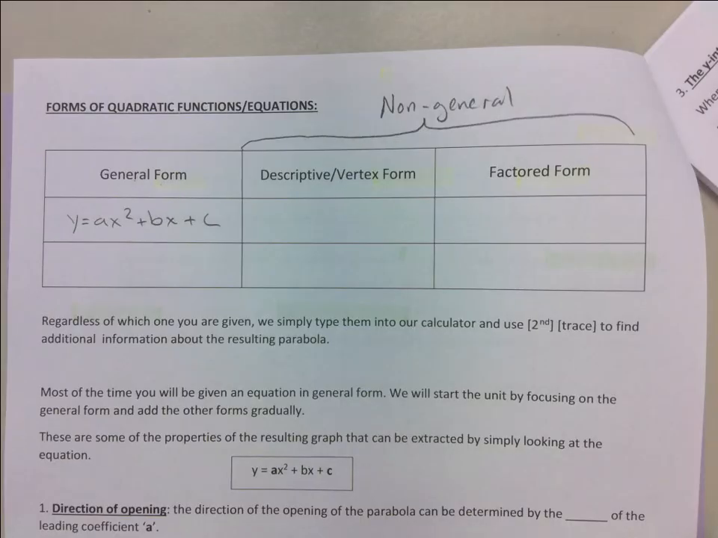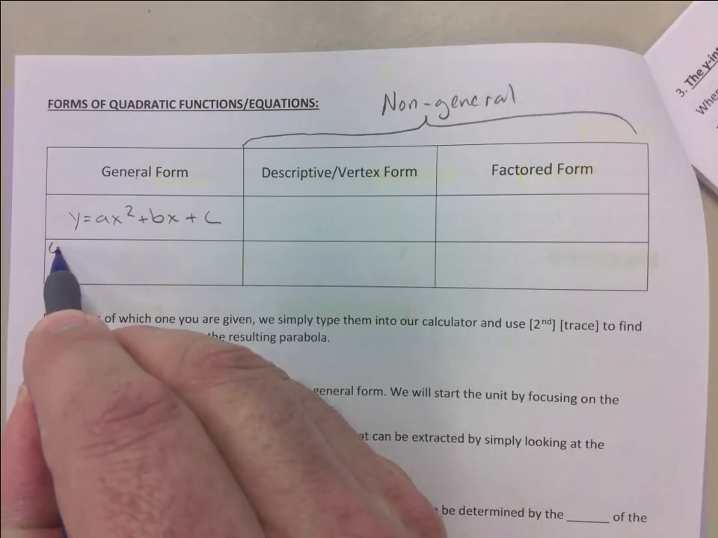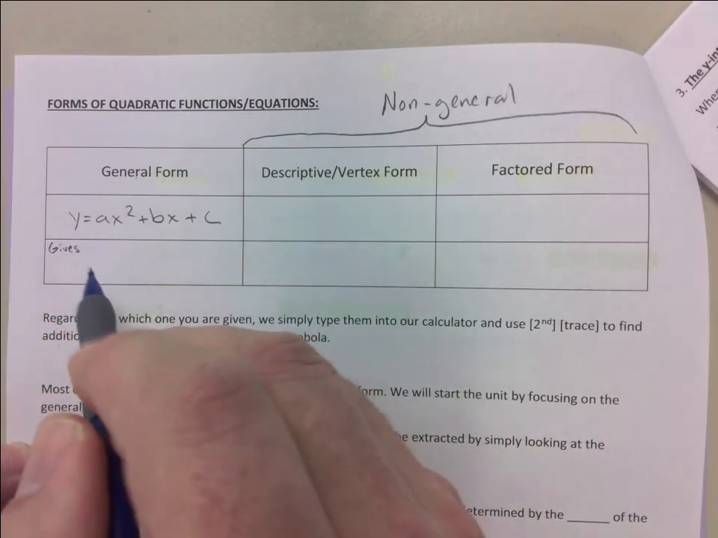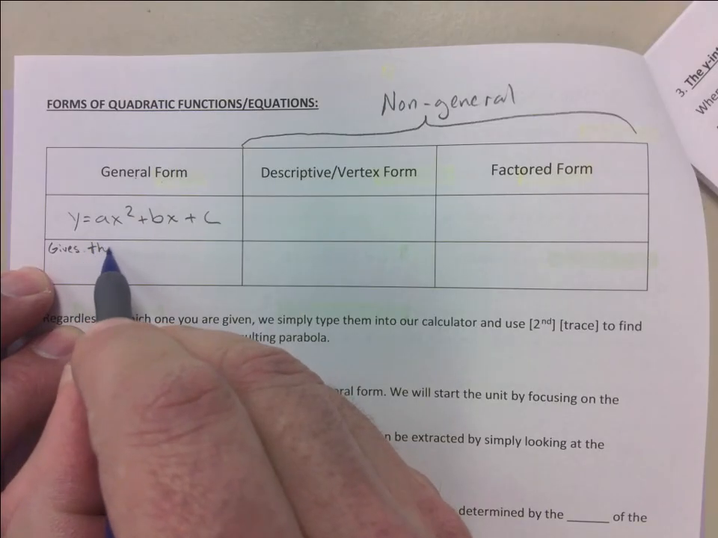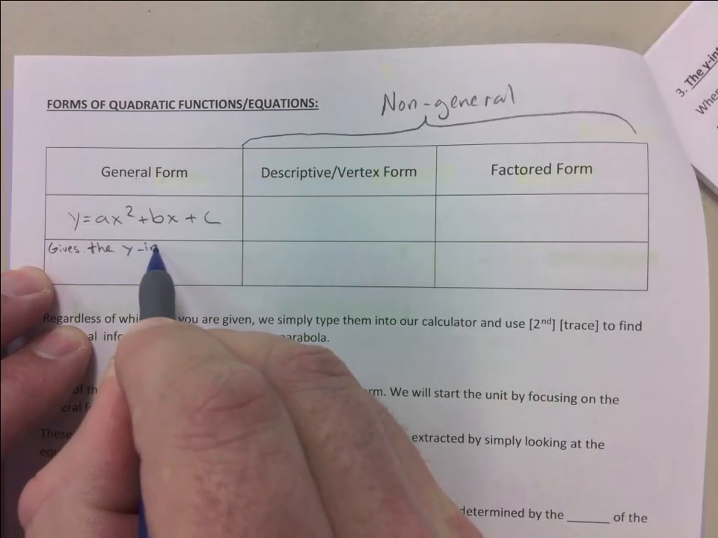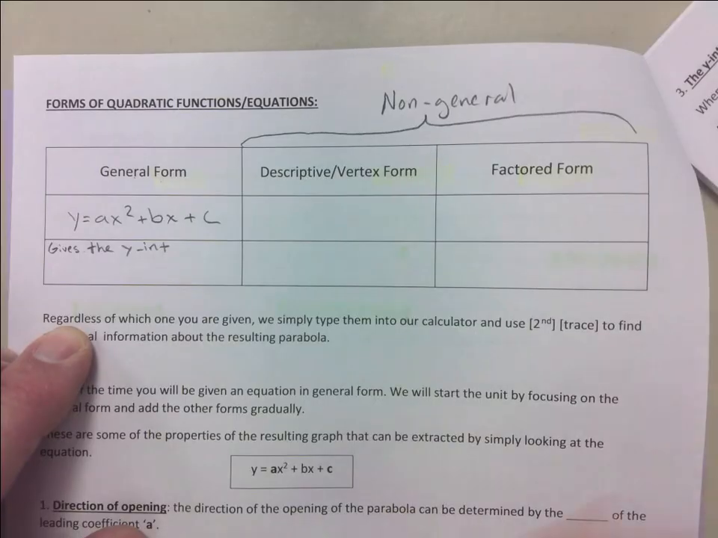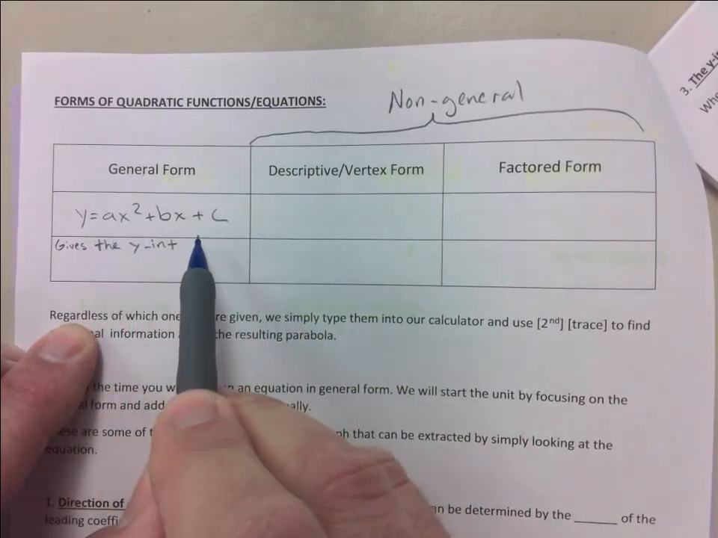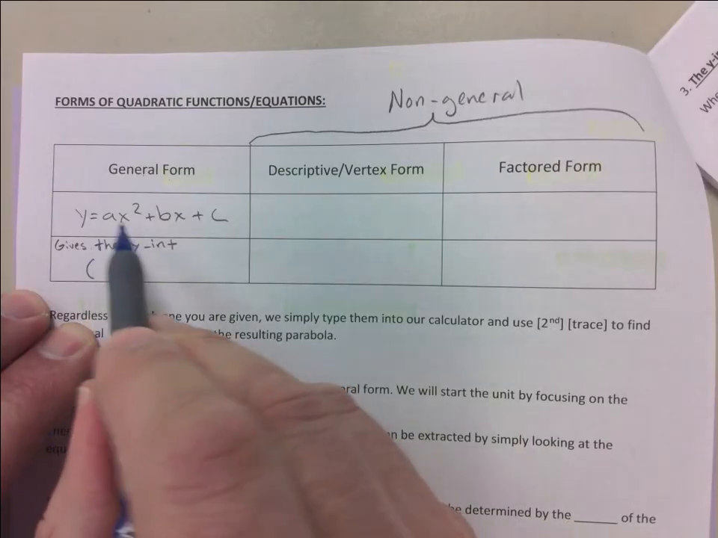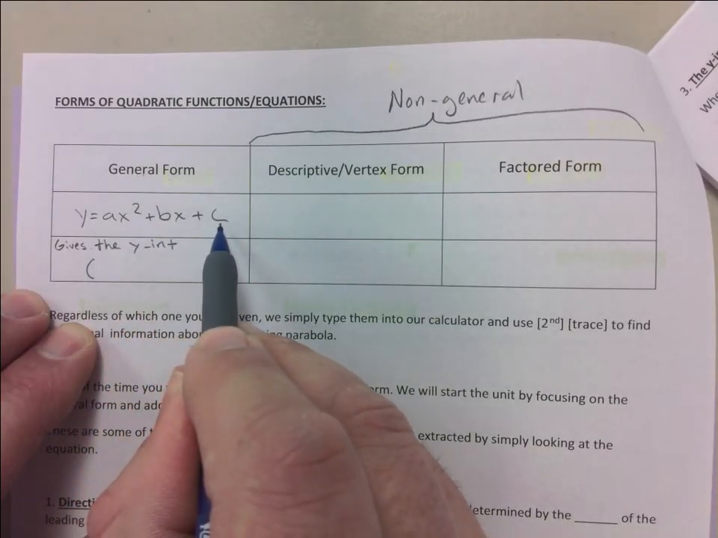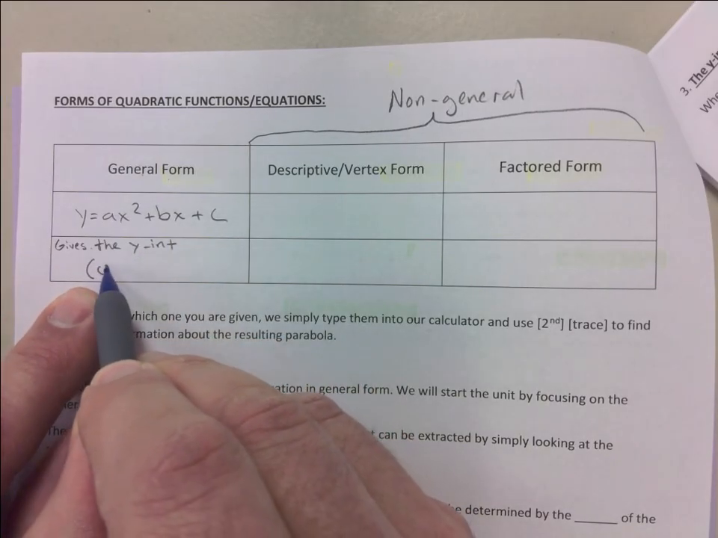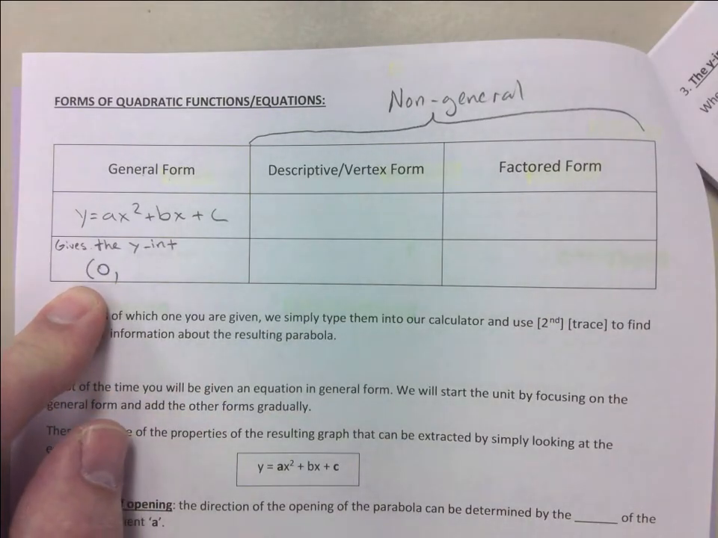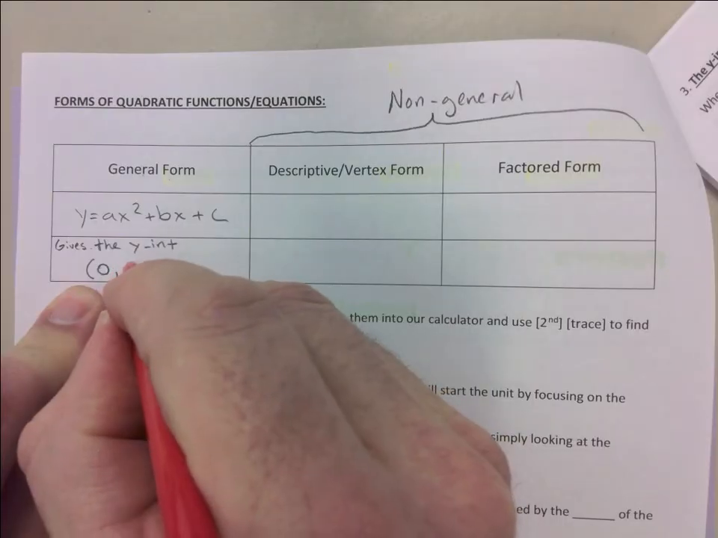And it gives us the y-intercept just by looking at it. So if I ever give you one in general form, you should be able to find the number that's on its own and say that the coordinates of the y-intercept are 0 and whatever c is.